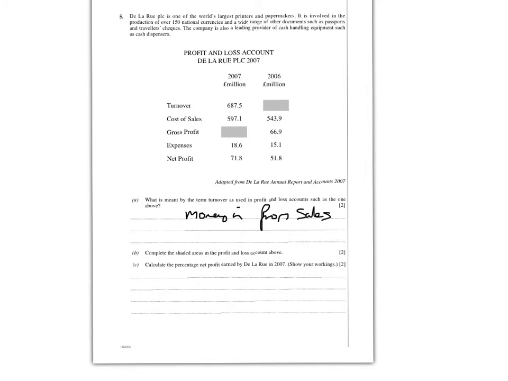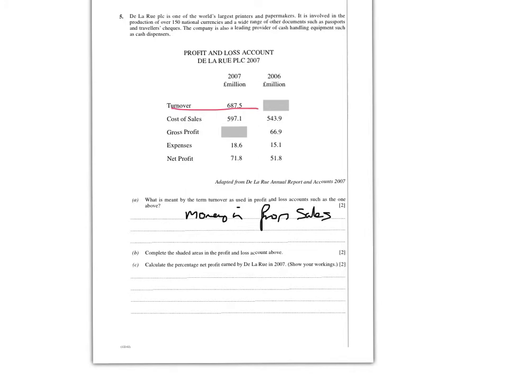Right, now we've got to do the shaded areas in the profit and loss. So we've done the first part. You're probably getting quite good at these shaded areas because we know there are only 5 stages to a profit and loss. We've got turnover, which is money in. Then you take away cost of sales. So that money, 687.5 million, then you take away the cost of sales, and that makes gross profit.